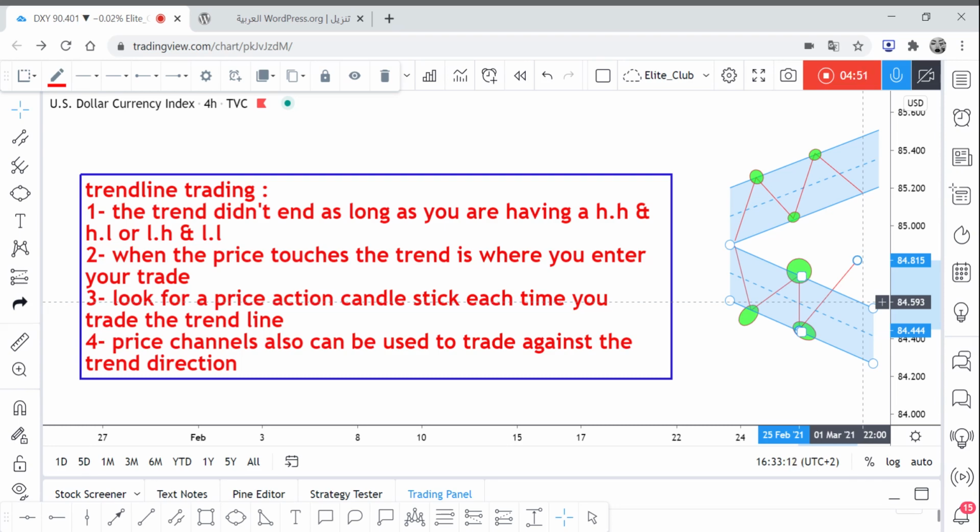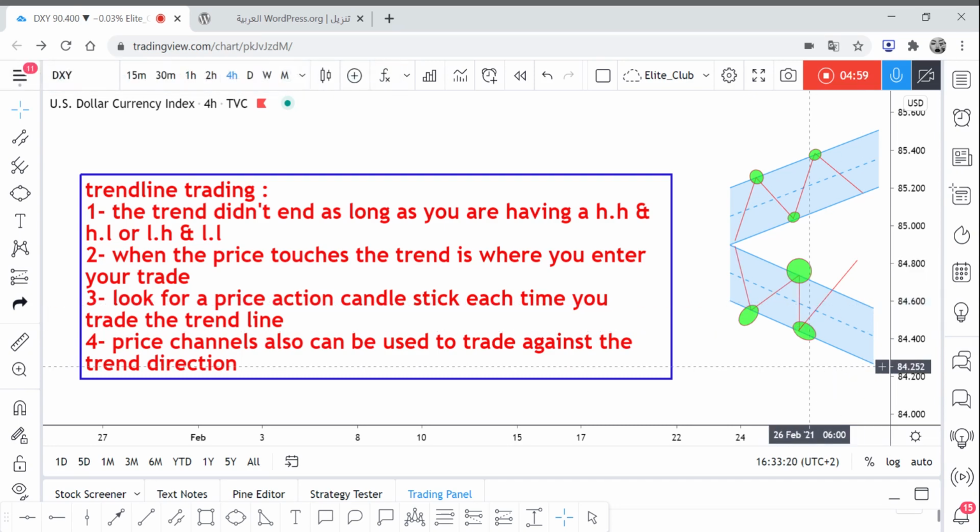The second point I'm saying here is that when the price touches the trend line is where you enter the trade. But as I said, please wait for a good price action candlestick, and you can review the video that I shared last week. I talked about the most important candlesticks that I use to enter trades. Look for a price action candlestick each time you trade the trend line. This is what I've said now.